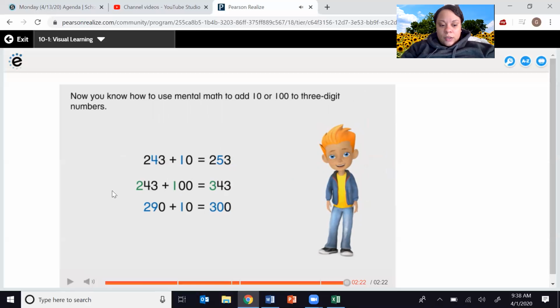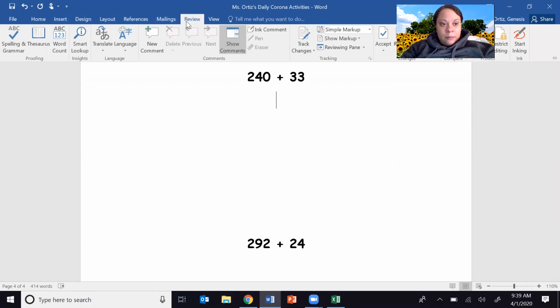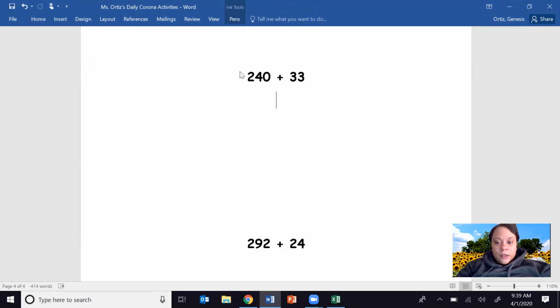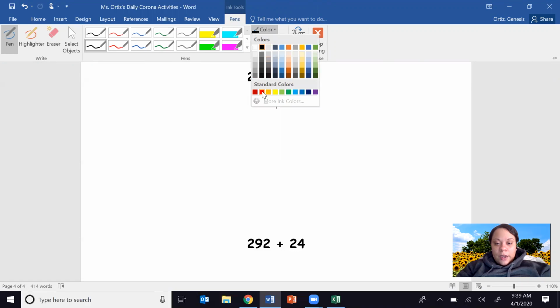All right, so thank you so much, Pearson. So we're gonna go ahead and do my example for today. So here I have 240 plus 33. I'm gonna go ahead and get my marker. Let me move my face. Okay, start inking. Awesome. So I'm gonna move myself to over here. So I'm going to use, which color should Ms. Ortiz choose? Okay, I'm gonna use red.